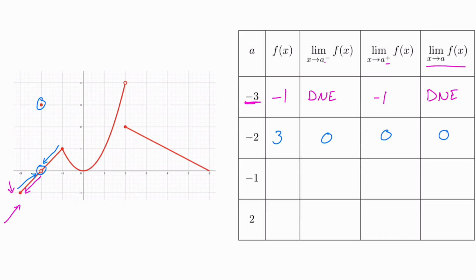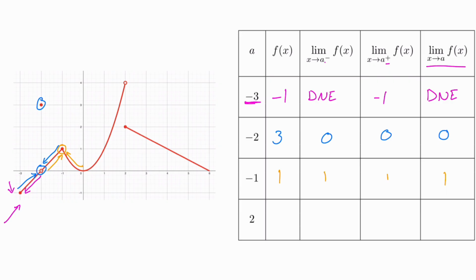For -1, we've got a closed circle up here at y is equal to 1, so our f of x is 1. Let's go ahead and trace from our left-handed side. We're going to trace up towards our point, and we get closer to y is equal to 1. And same thing from our positive side. We're going to trace up the graph, and we get up to 1 again, and our left and right-handed limits agree, so our full limit as x approaches -1 will also be 1.